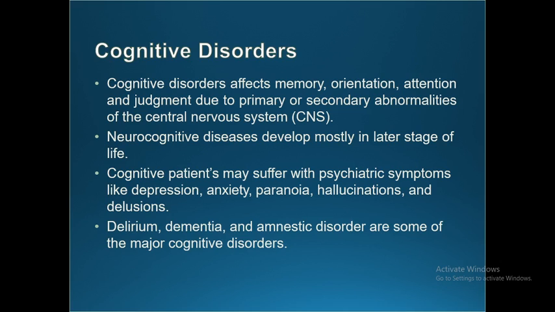So, due to a primary or secondary abnormality in the central nervous system, if memory impairment, disorientation, or an altered level of consciousness happens, we call that condition a cognitive disorder. Basically, the central nervous system damage happens later in our lives, so it mostly develops in later stages of life. They may suffer psychiatric symptoms like depression and anxiety, and these disorders include dementia, amnesia, delirium, and some other diseases. Right.